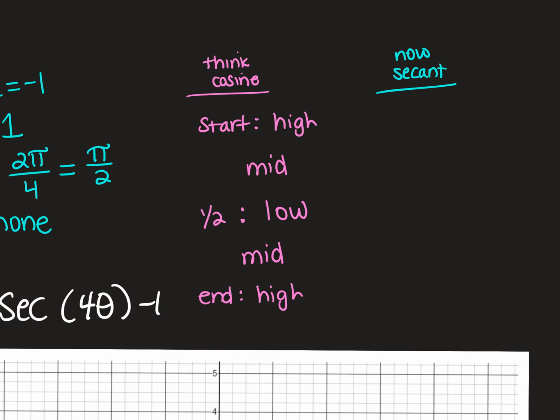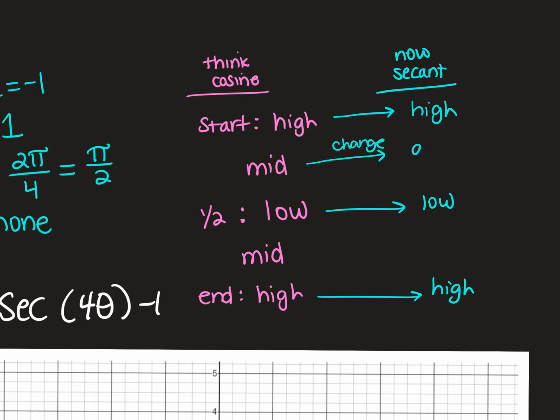So what happens is we keep the high and the low the same. That just indicates how much we go above or below the midline. The midline points change to asymptotes. So the midline points will change to asymptotes. That is the only difference when we're thinking of our key pieces of information between cosine and secant. Now, when I go to graph it, I'm going to think in these kind of terms.